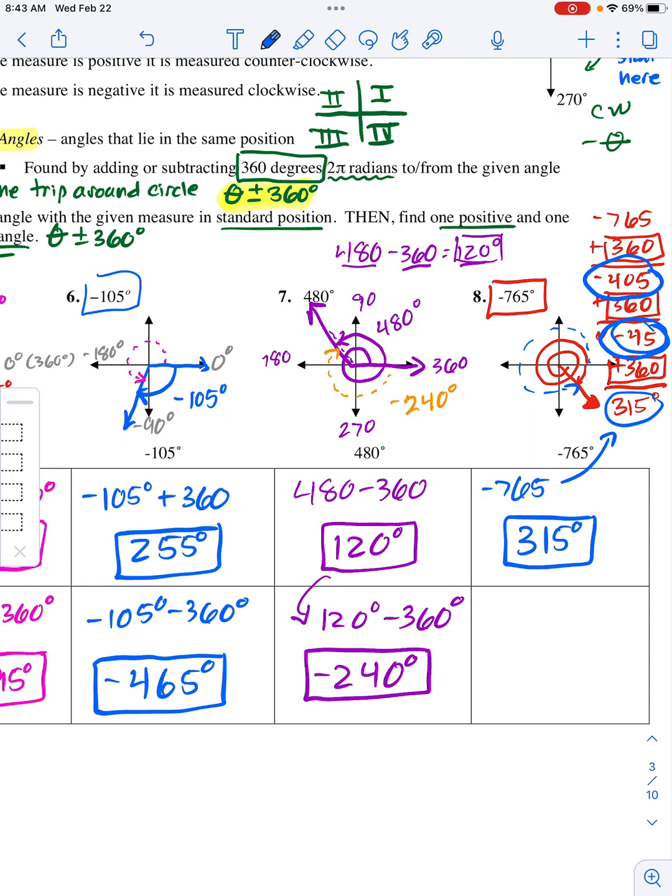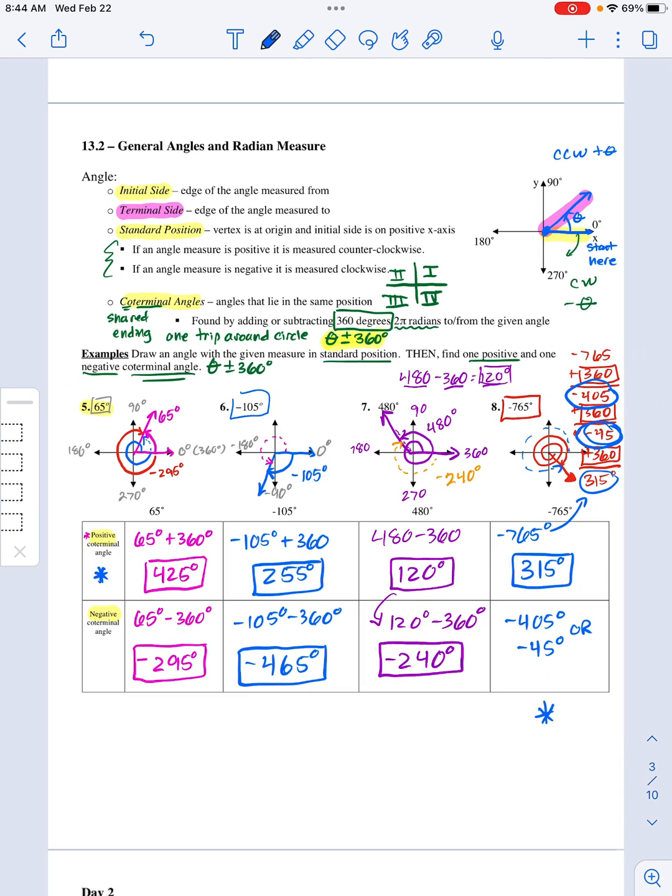The first time we added 360, we got negative 405. That would be considered coterminal. We added another trip and got negative 45. So those both work because they're both negative and they're both one trip around the circle, meaning you got them by adding or subtracting 360. So either of these would work. I think this last one's kind of tricky. There aren't a ton like that on your worksheet.